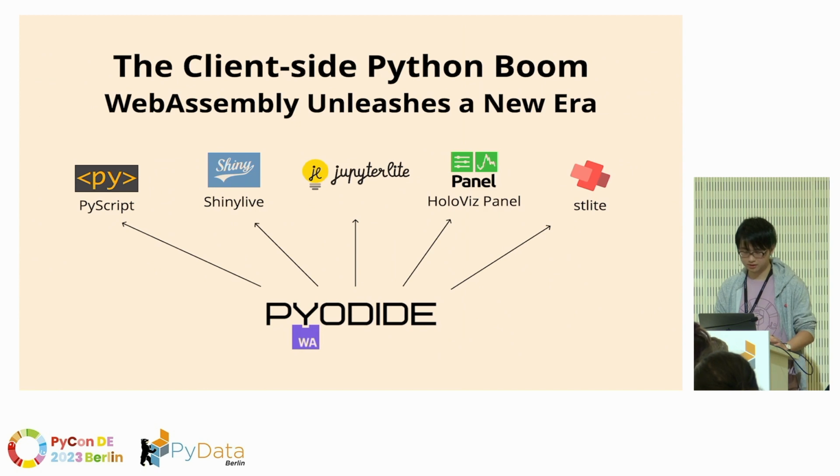has occurred, a big bang of client-side Python frameworks, including PyScript, Shiny, Jupyter, Holoviz with Panel, and of course, stlite. Some are created from scratch to be compatible with the browser environment and its API, like PyScript, and some are forked from existing Python frameworks, like stlite from Streamlit.